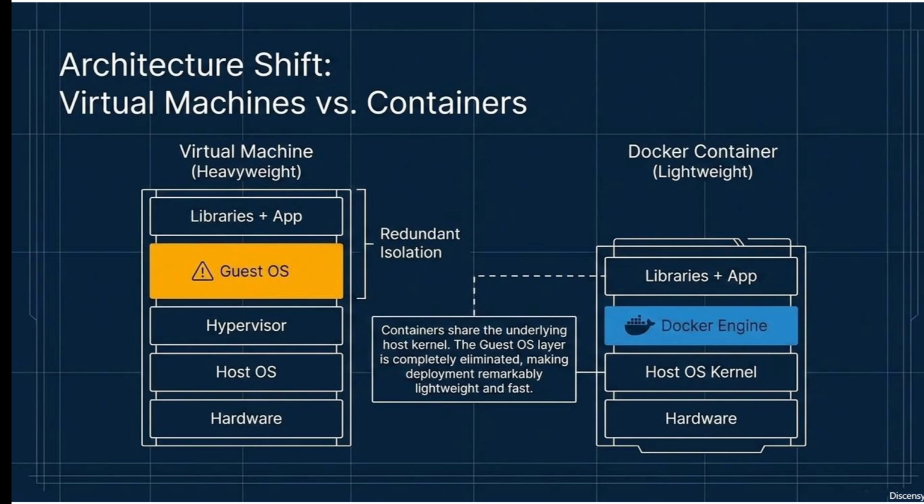Containers share the underlying host kernel. So instead of having its own operating system like a virtual machine does, a Docker container doesn't have its own operating system. It is going to rely on the host OS kernel, on the host operating system. So the guest OS is completely eliminated when it comes to a Docker container when we compare it with a virtual machine, making it very lightweight and also fast.